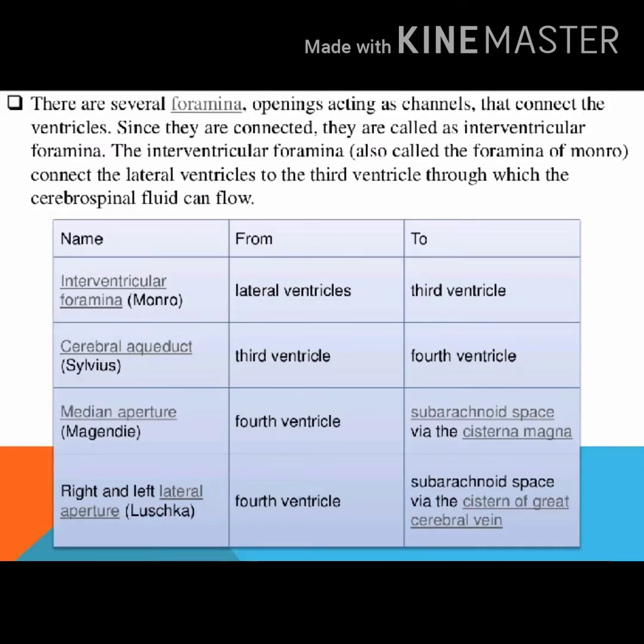There are several foramina, openings that act as channels connecting the ventricles. Since they connect the ventricles, they are called interventricular foramina. The interventricular foramen is also called the foramen of Monro. We already read that. It connects the lateral ventricles to the third ventricle, through which the cerebrospinal fluid can flow.